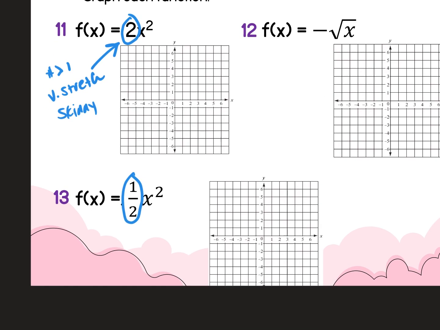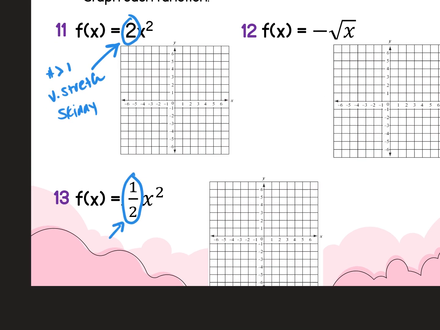So what do you think multiplying by a number between 0 and 1 does? It's going to make it wider. It's called a vertical compression or shrink. It's going to make it fatter, going to make it wider. It's like you're taking your hand from the top and smushing it down.